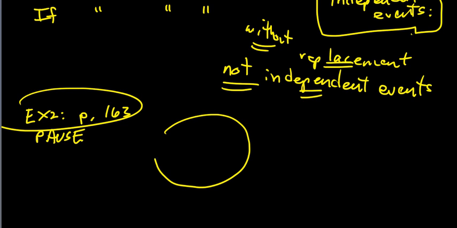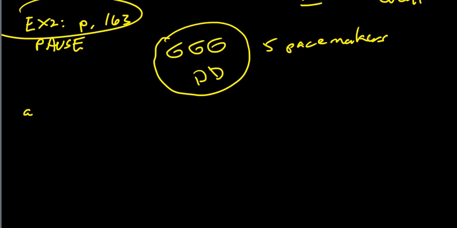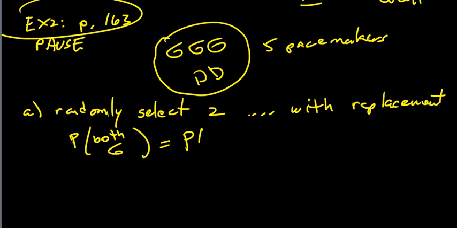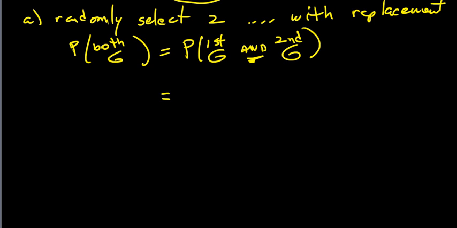Alright, basically we've got this scenario here. We've got 5 available pacemakers. 3 of them are good. 2 of them are defective. The author asks us, we've got a part A and B. We randomly select 2, and that's with replacement. And again, when I see with replacement, I think independent events. Find the probability that both are good. Well, that's the probability that the first is good and the probability that the second is good, right? When I see an and word, the bell goes off, and I think multiplication rule.